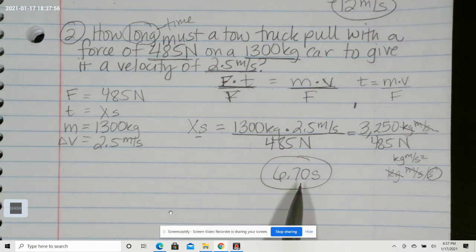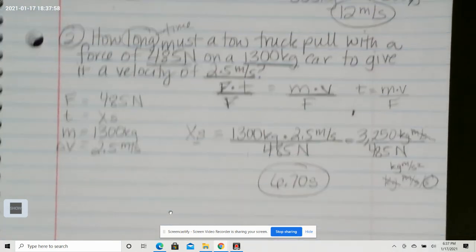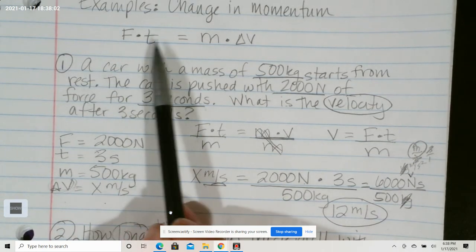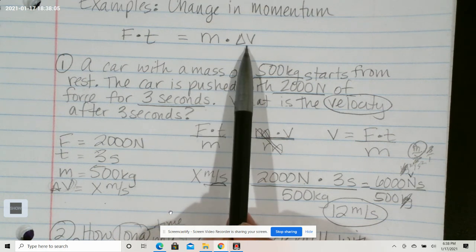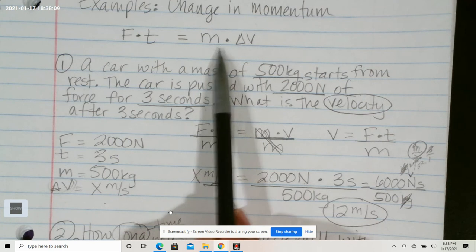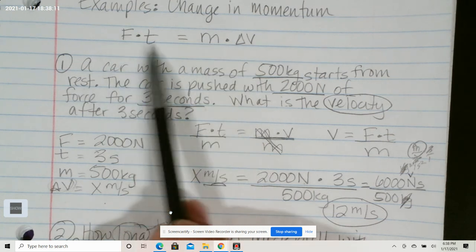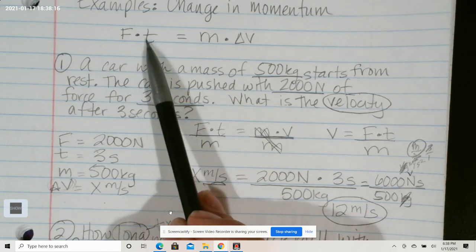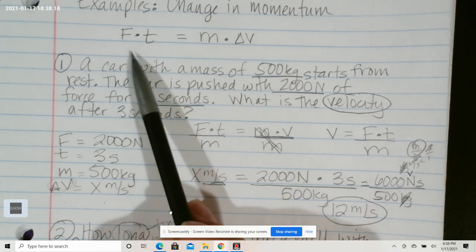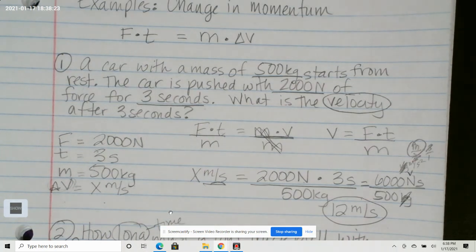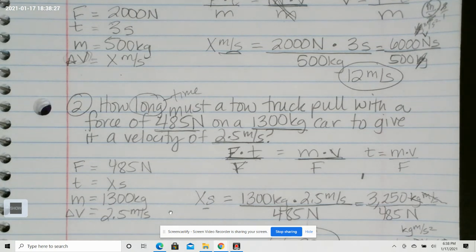All right, so that's just two examples. But really, using the same theory and method, we could find force, we could find time, we could find mass, we could find change in velocity. Remember, whichever one that you're looking for, divide out the other one. So if I'm looking for velocity, I divide out mass on both sides. If I'm looking for mass, I divide out velocity on both sides. If I'm looking for time, I divide out force on both sides. If I'm looking for force, I divide out time on both sides. And then I will be good to go for any one of those answers. Okay, and that is the end.